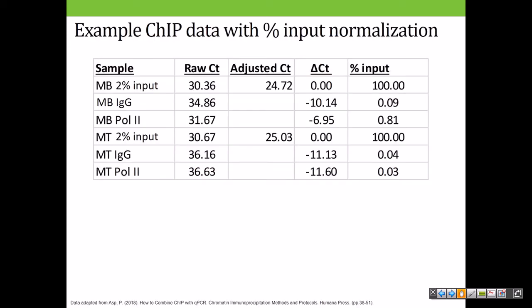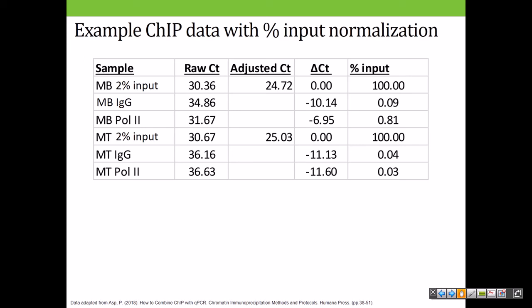So how do we do this? Here's an example. Don't panic, there's not going to be a whole lot of math here. I'm going to walk you through this. Here's an example data set with percent input normalization. Essentially, the top three rows are a cell line before differentiation. That's MB, before. The bottom three rows are the same cell line, but now differentiated. So MB is before, MT is after differentiation.